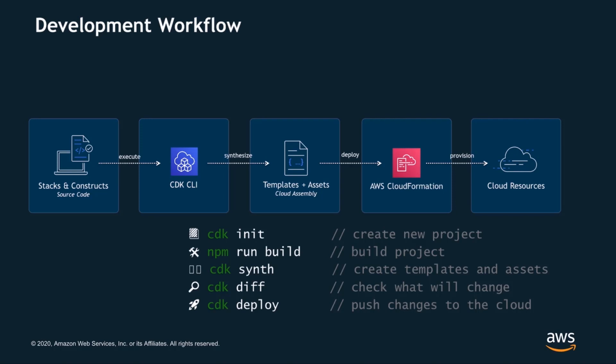Then we need to synthesize our code to CloudFormation template. We run CDK synth, and this will generate CloudFormation templates and assets, and we call this bundle Cloud Assembly. Before we deploy, we can inspect what we change if we deploy this Cloud Assembly, which resources will be deleted, updated, or created. So with CDK deploy, we push the changes to the AWS CloudFormation service, and from there, the service will create cloud resources in our AWS account.